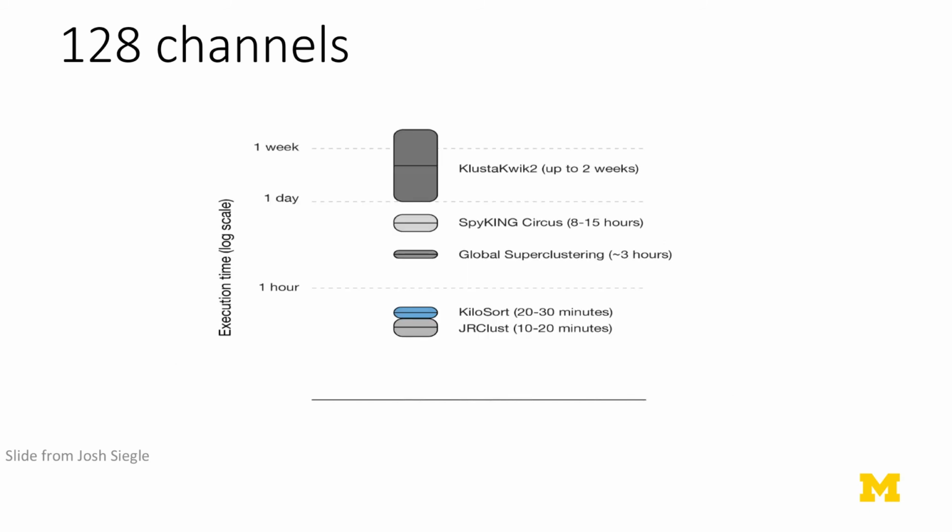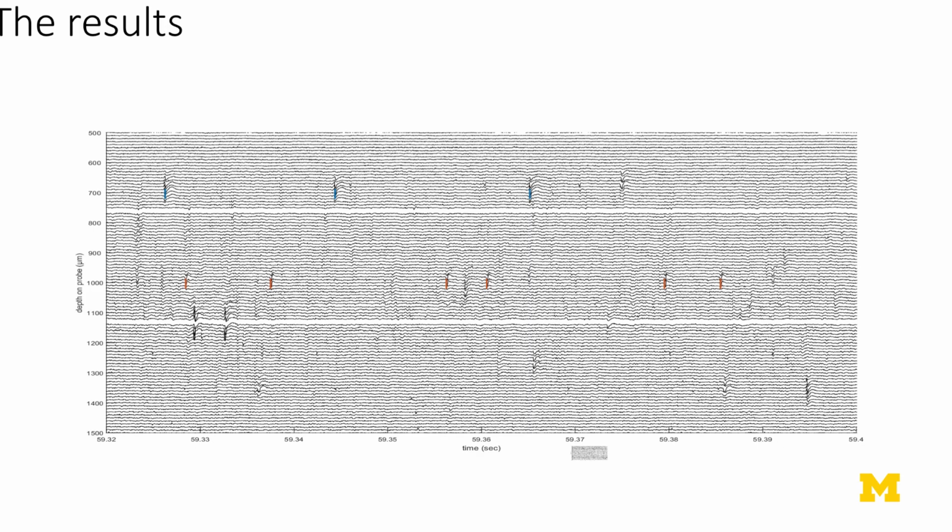And in terms of time, again, ClusterQuick is definitely the tortoise in the room, taking several days to finish running, and even weeks in the worst case, whereas KillerSort and JRClust are both under an hour, which is certainly an improvement on 3.5 years.